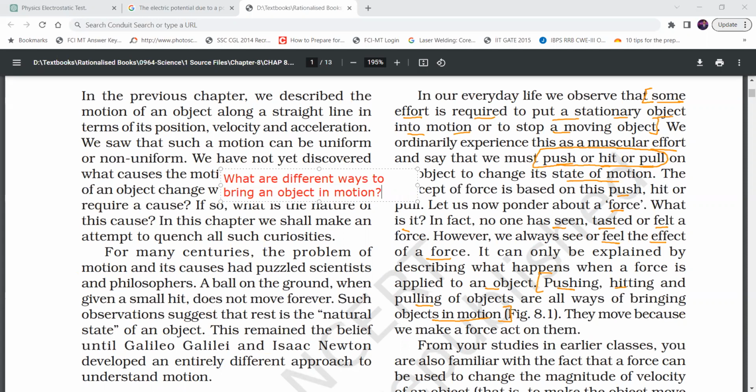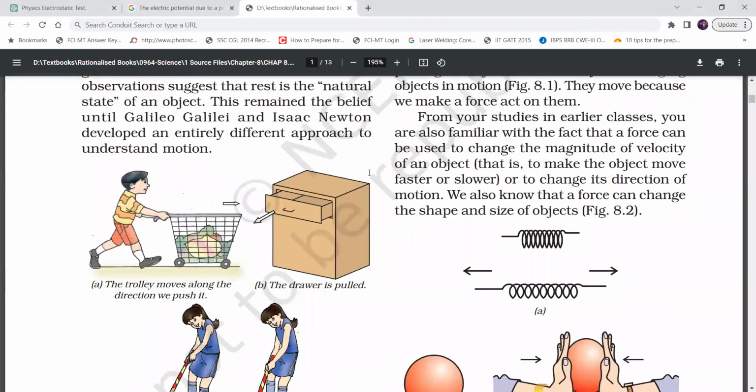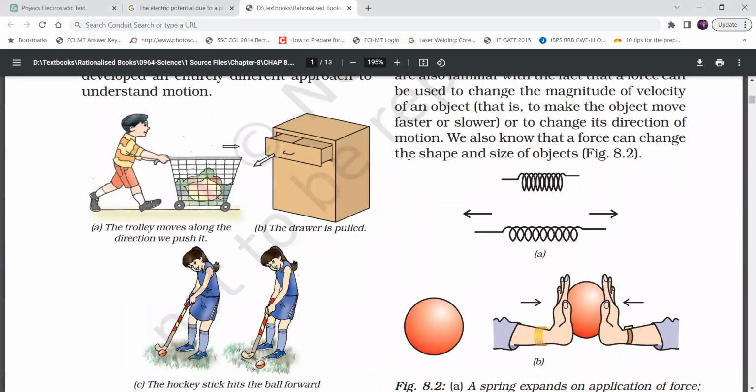Okay, so you can see there are three different ways: pushing, hitting, and pulling. They move because we make a force act on them. So if something is moving, it means some force is applied on that object. You can see figure 8.1.